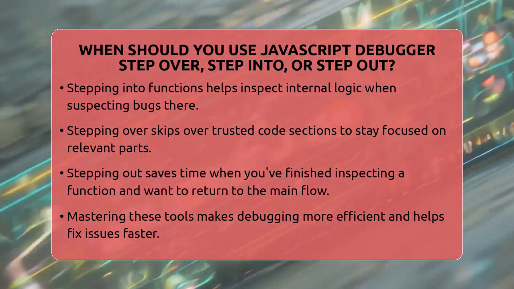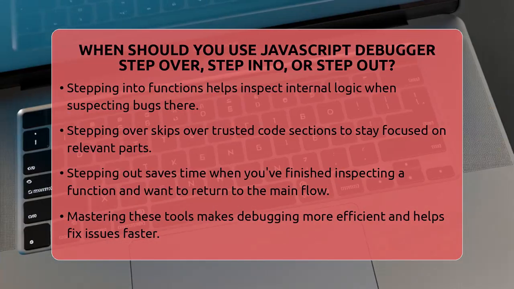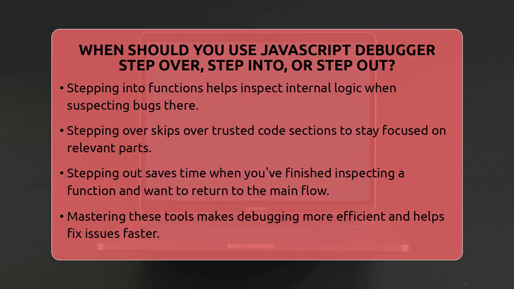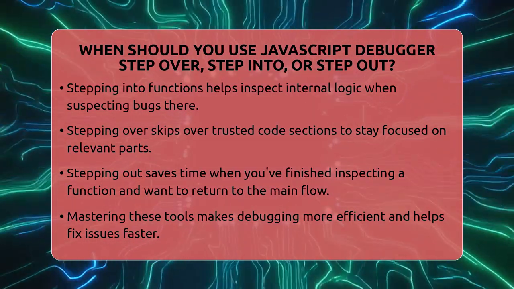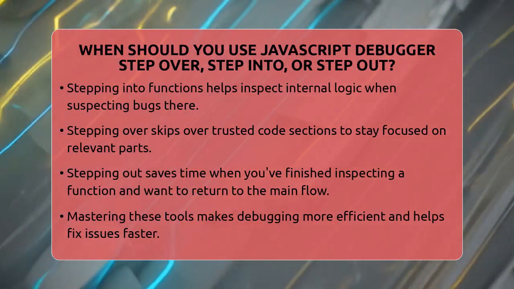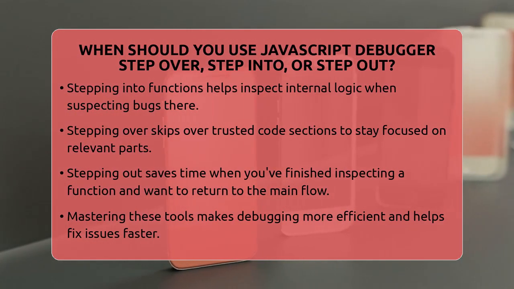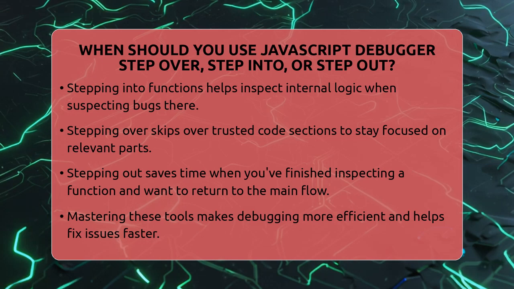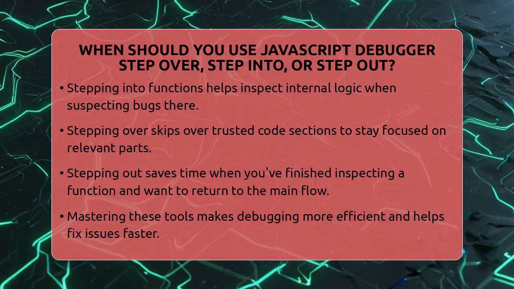To sum up, use step over when you want to skip over function internals and stay in the current scope. Use step into when you need to see inside a function to understand its behavior. Use step out when you're inside a function but want to finish it quickly and return to the caller. Mastering these controls makes debugging faster and more precise, helping you fix issues in your JavaScript code more effectively. Practice using them in your projects, and you'll find troubleshooting becomes much smoother.